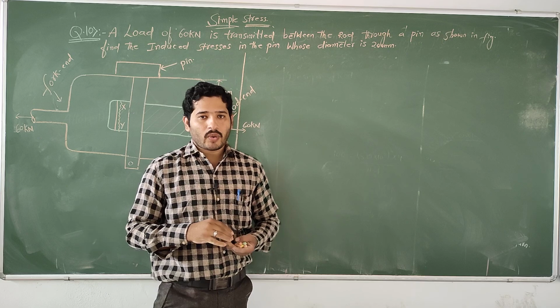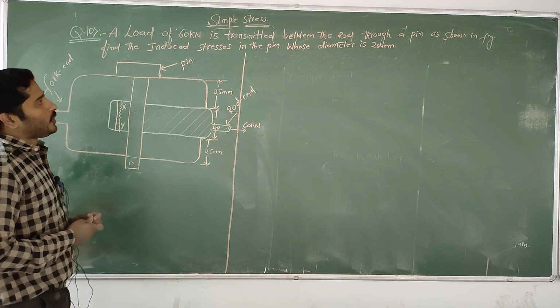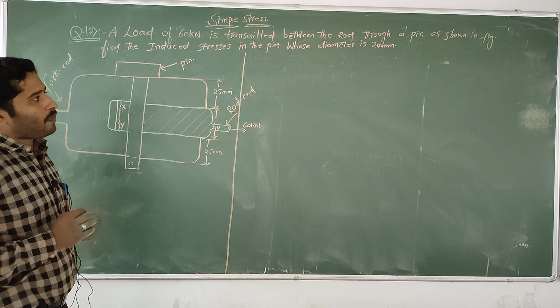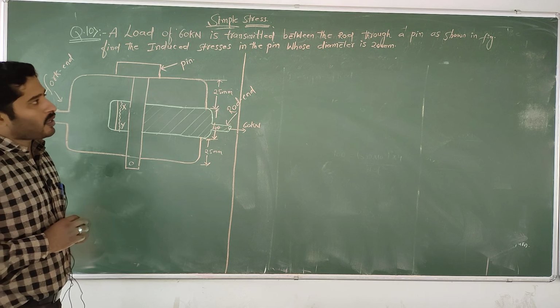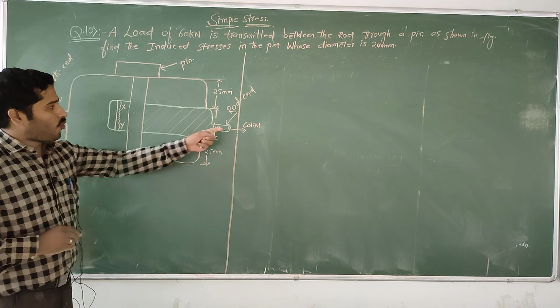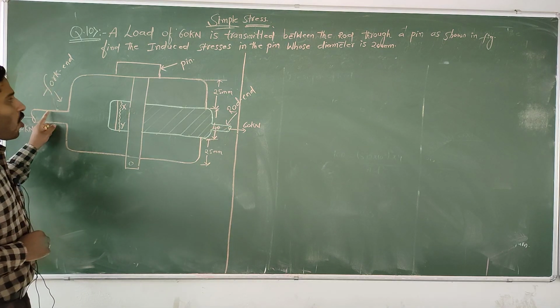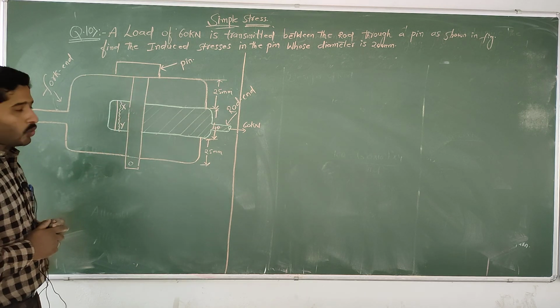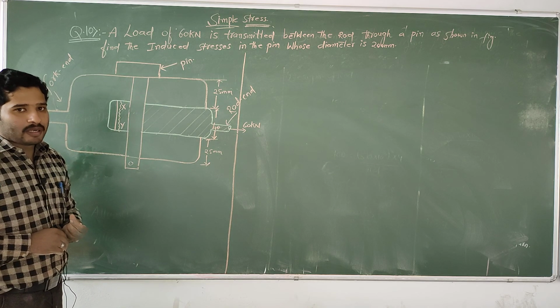Tenth problem, we are going to learn. I will read the question. A load of 60 kilonewton is transmitted between the rod through a pin as shown in the figure. Find the induced stress in the pin whose diameter is 20 mm. Here, the first one is a rod and another one is the fork, and in between lies the pin. The pin diameter given is 20 mm.